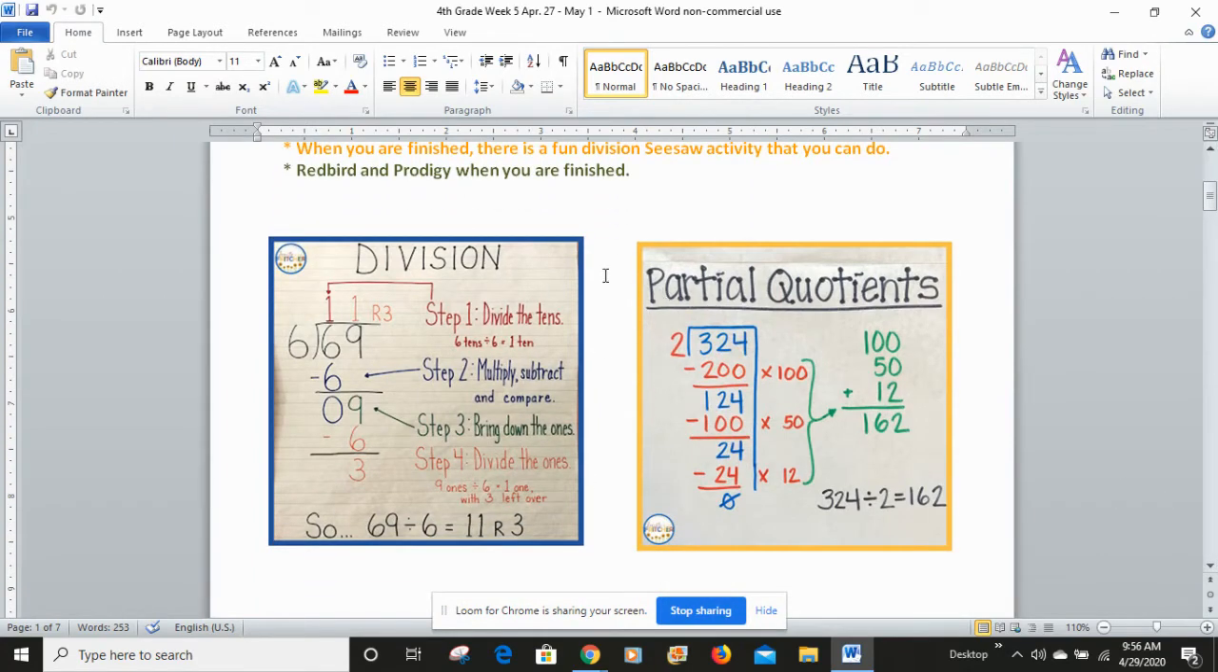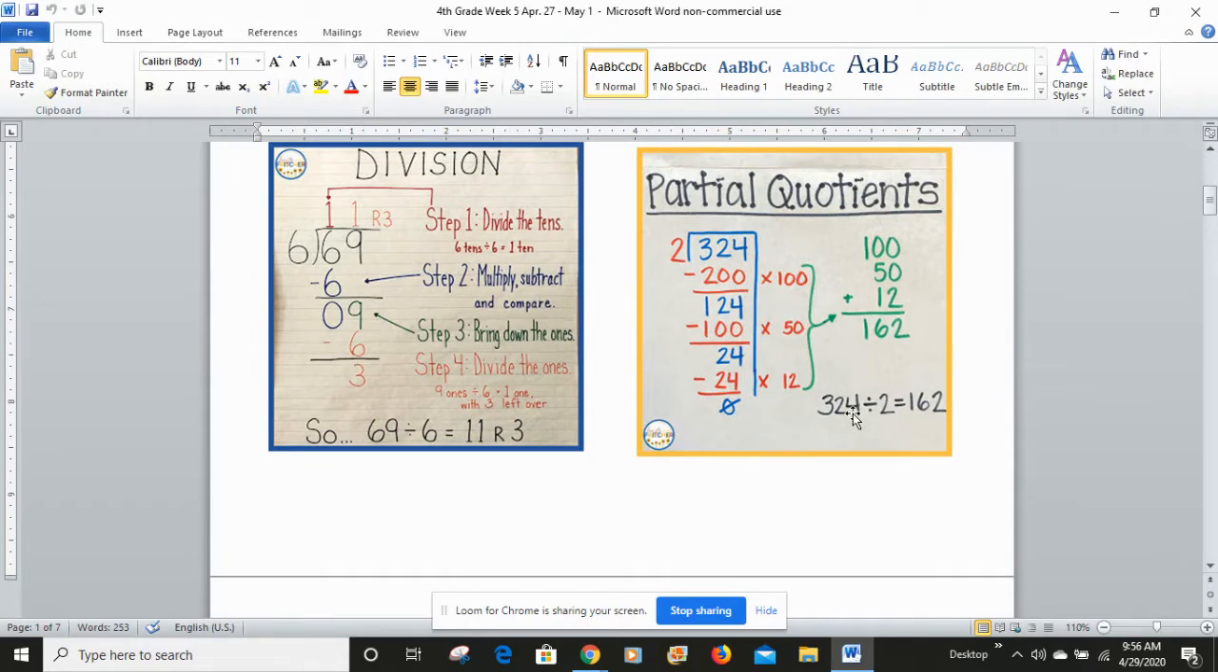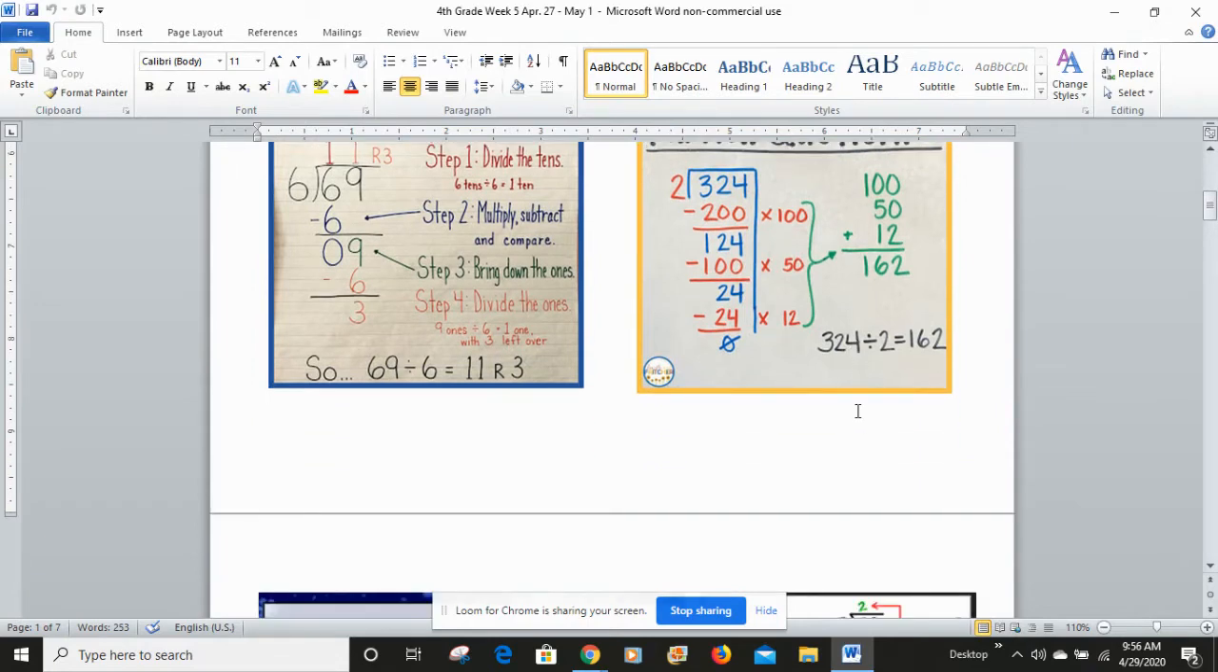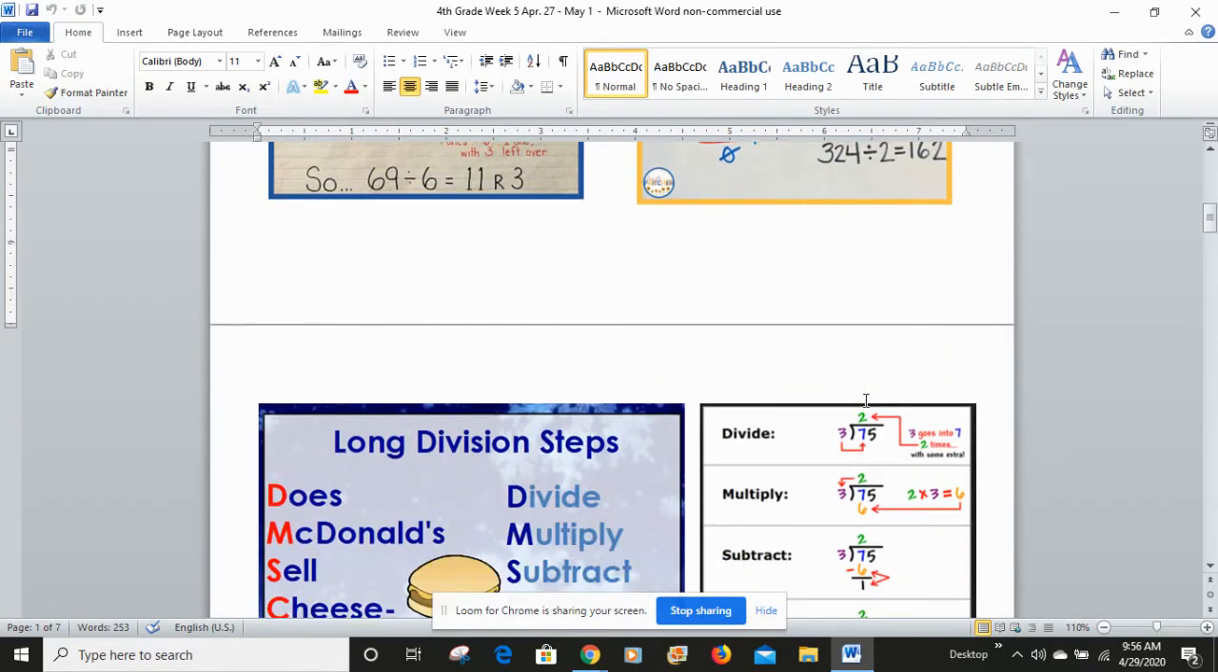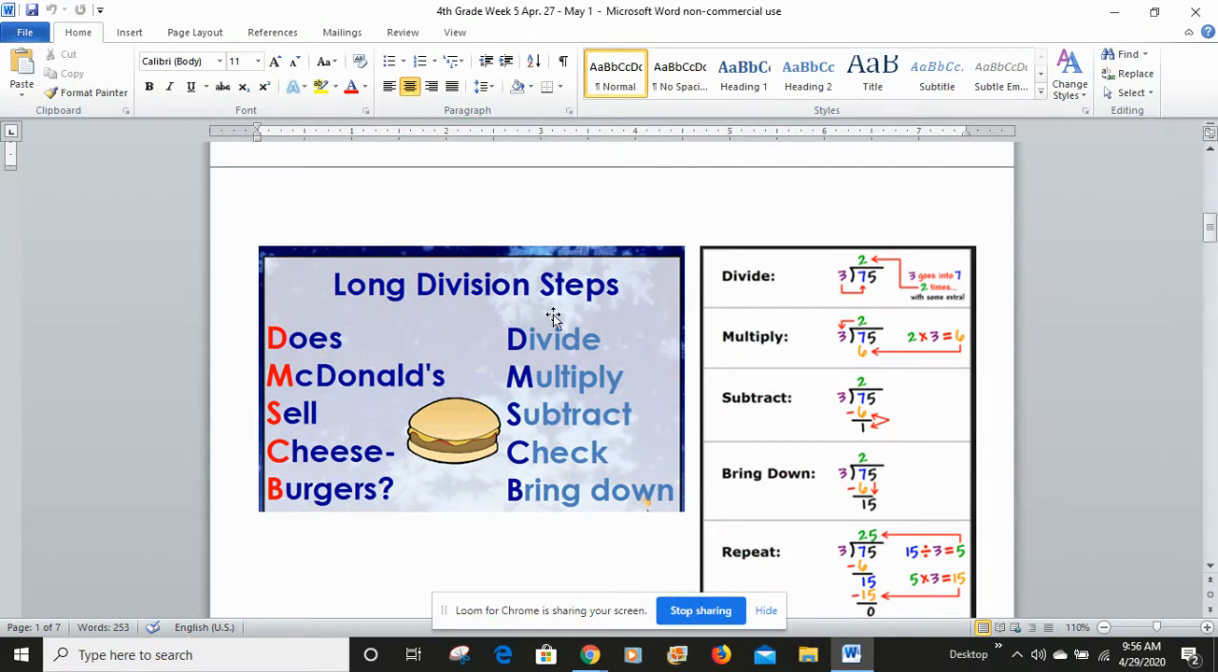One of them is just that standard long division where you do dad, mother, sister, brother, if you remember doing that. Or there's one called partial quotients. So let's take a look at those two strategies and refresh our memories as to what you do. That long division steps, sometimes there's does McDonald's sell cheeseburgers? We usually just said burgers, or the dad, mother, sister, brother. Kind of an acronym to help us remember the steps.